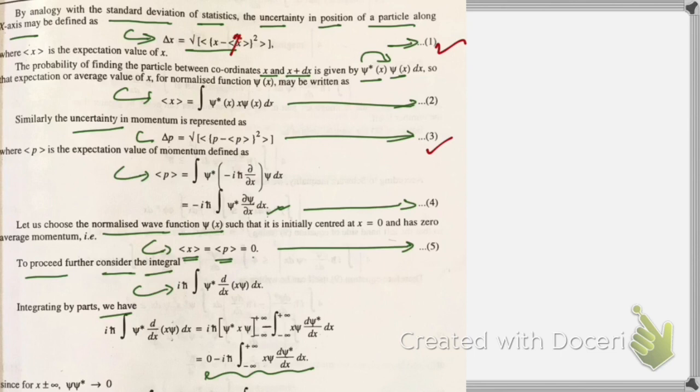This term will be 0, right? And that's why here you will get delta x equal to root of, sorry, as there is a square, the root will cancel with that, and you get the expectation value of x. Similarly from here you will get delta p is equal to the expectation value of p. That's what you will get.